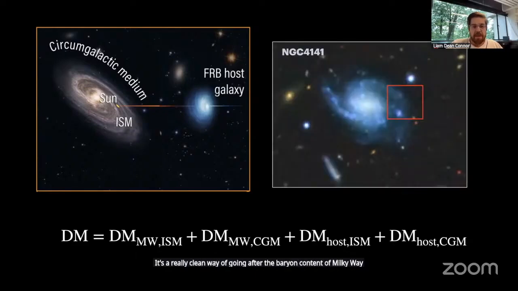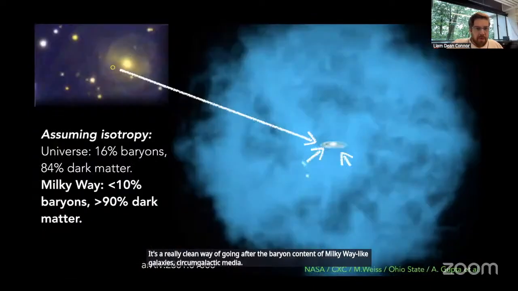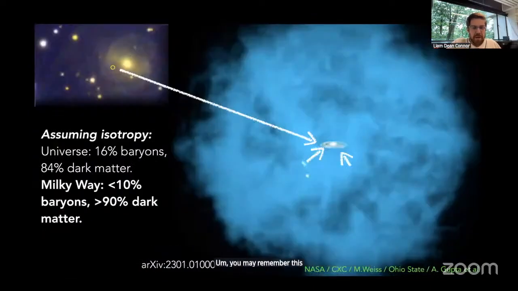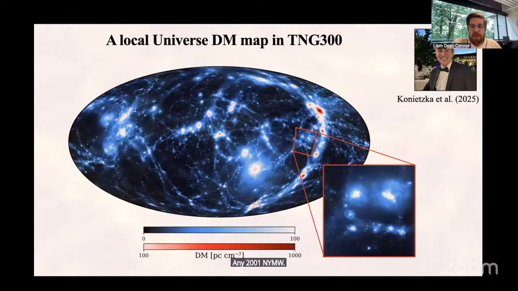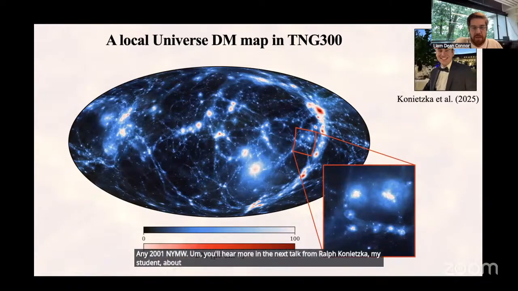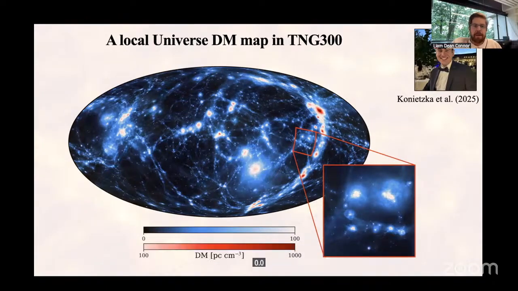You may remember this paper by Vikram Rabi a couple of years ago where we found a local universe FRB 50 megaparsecs away whose total DM was lower than the value predicted by both NE2001 and YMW. You'll hear more in the next talk from Ralf Konietzka, my student, about his amazing simulation work. This just shows what the sky might look like out to redshift 0.05, I think.